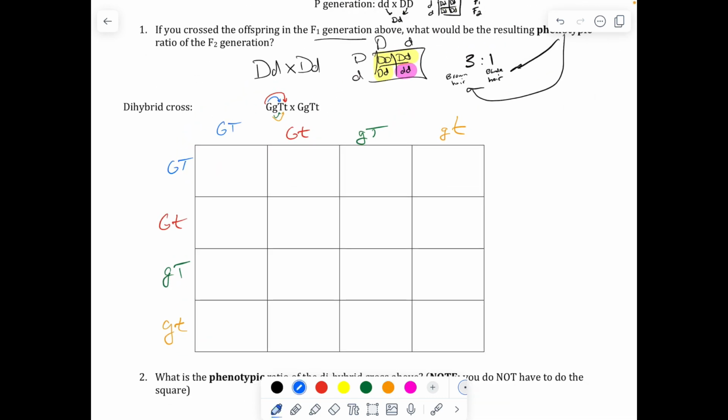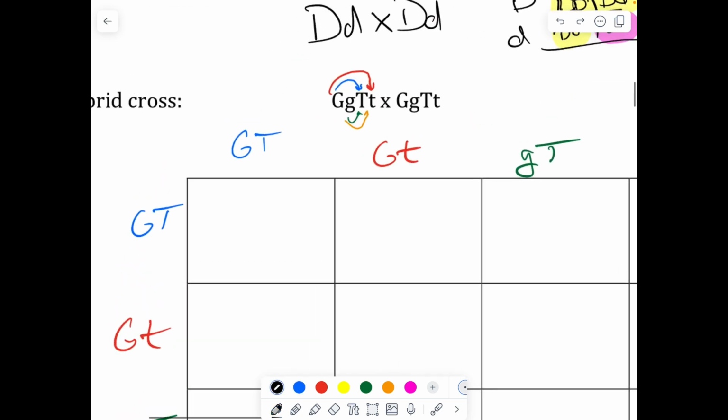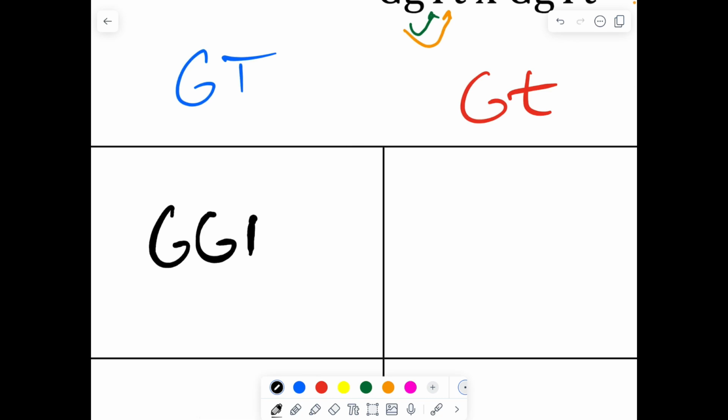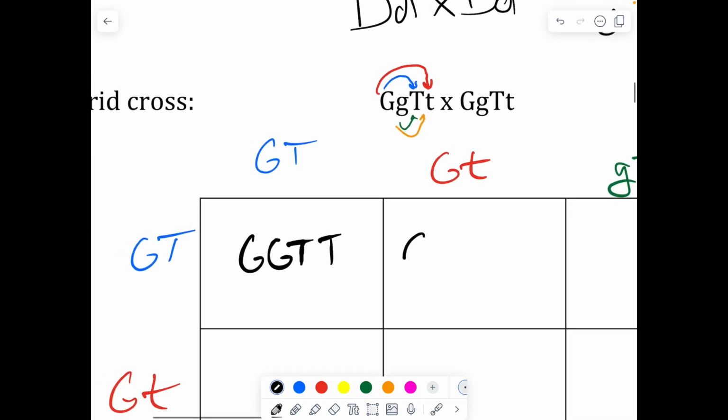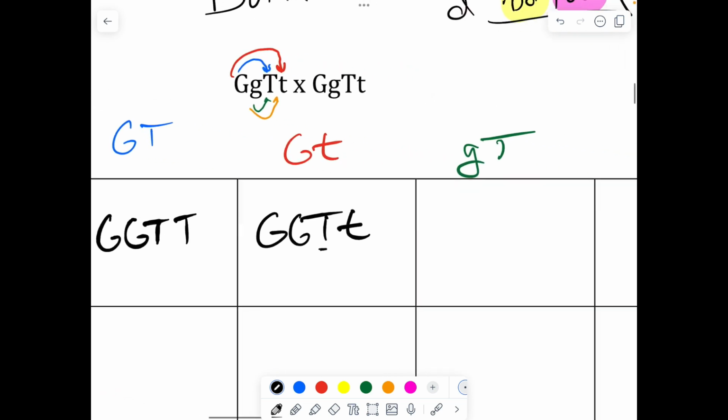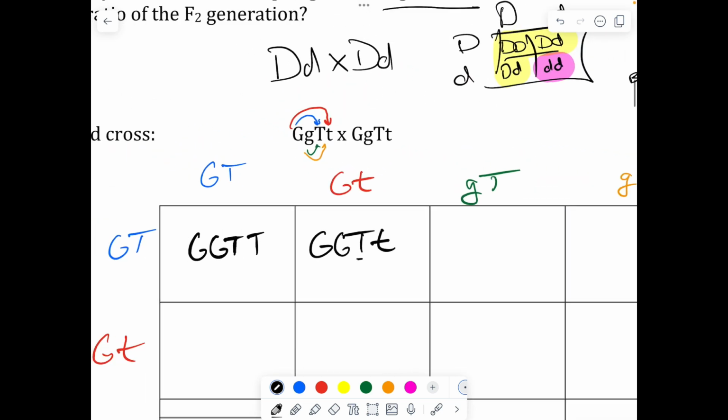And now I'm going to do some speed punneting. I shouldn't do it in blue. A little too much speed, huh? There we go. And I'm trying to take and keep the capital letters first, right? And we're trying to keep it in alphabetical order. G comes before T in the alphabet.